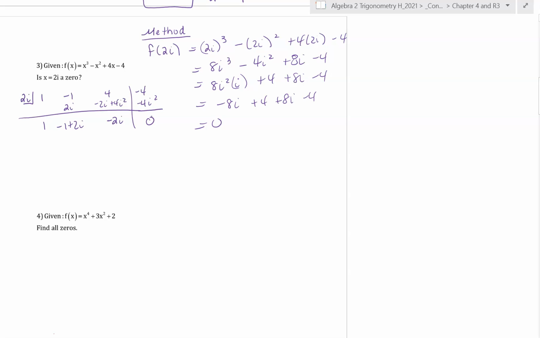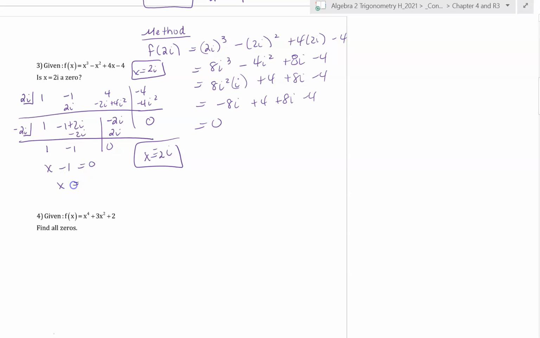Now, we could try something. Notice if I put negative 2i on the shelf, right? Since x equals 2i is a 0, we just talked about how its complex conjugate must also be a 0 because we had real coefficients. Let's give it a try. If you do synthetic division again, you say, yes, it was. So x equals 2i, x equals negative 2i, and then we end up with x minus 1. So x equals 1 is my third 0. So there are 3. It's a cubic.